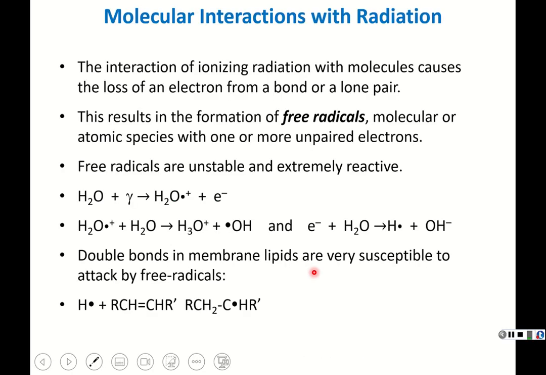The interaction of this ionizing radiation with molecules causes loss of electrons from a bond or a lone pair. This results in the formation of what are known as free radicals. Okay, these are single molecules with single electrons that are very, very reactive. Free radicals are unstable, extremely reactive. So in this case, if water reacted with a gamma particle and lost an electron, it'd be H2O+, H2O dot plus. The dot indicates an unpaired electron.